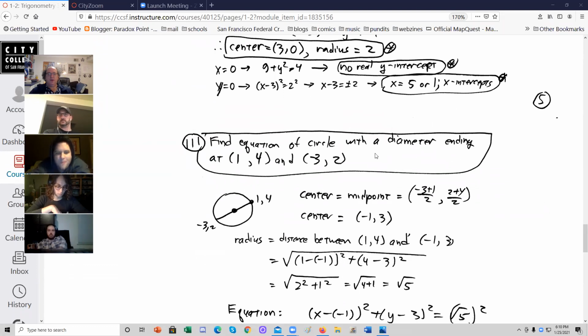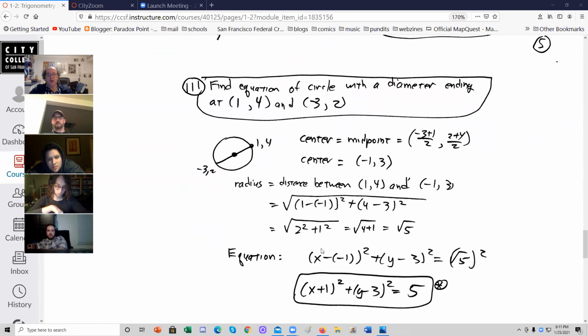Here, find the equation of a circle with a diameter ending at -3 by 2 and 1 by 4. The center will be the midpoint of those two points, so take the average: 1 plus -3 over 2, 4 plus 2 over 2. -1 by 3 is the center. So we're halfway there. To find the radius, let's take the distance between 1 by 4 and -1 by 3: the square root of 1 minus -1 squared plus 4 minus 3 squared. This will be 2 squared plus 1 squared, 4 plus 1, 5, take the square root.